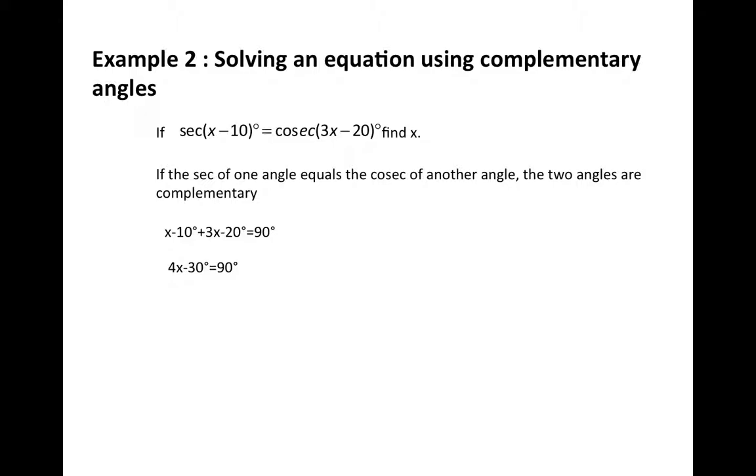So we need to take that 30 over to the other side. So we're going to add it. 4x is going to be equal to 90 plus 30, which is 120. Now to finally get x on its own, we're going to divide by 4. So we're going to have x equals 120 over 4. So x equals 30. We've solved that equation by using complementary angles, and our final value is x equals 30.